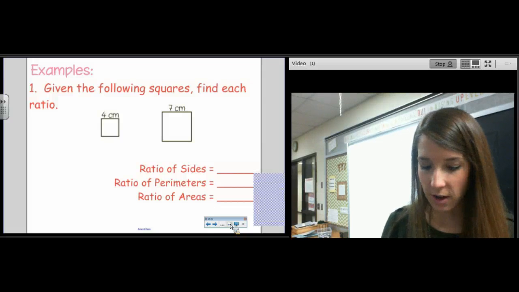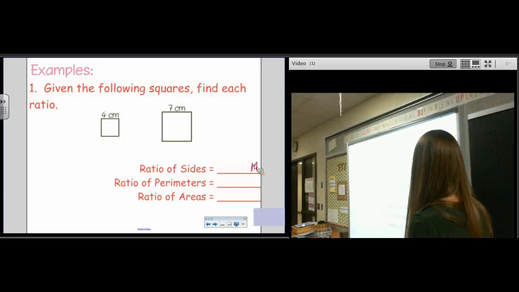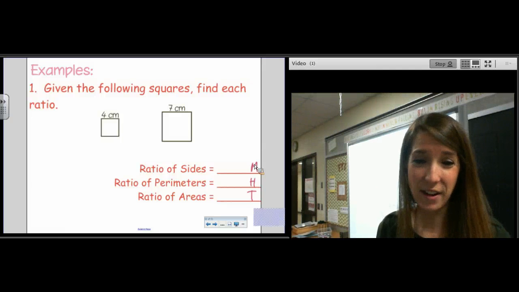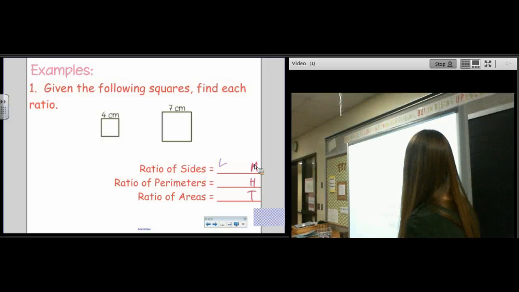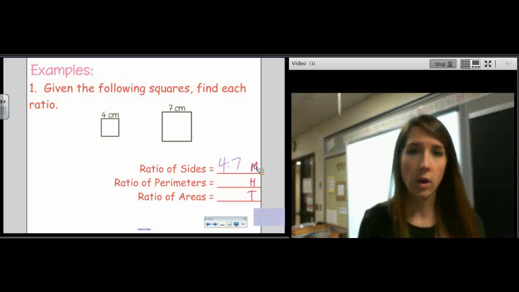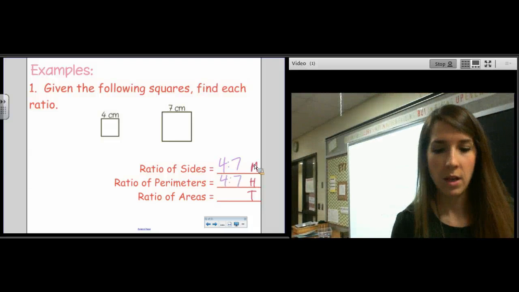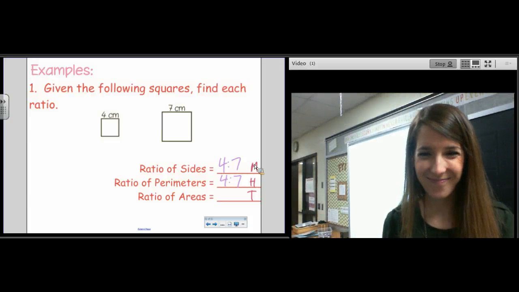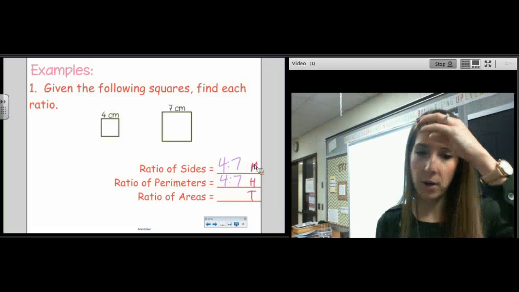All right, so let me start calling names. Minjung, ratio of the sides. Helaman, ratio of the perimeters. Tahani, ratio of the areas. It's nice to have easy every now and then. Good, 4 to 7, that will work. 4 to 7, you can use a colon or a division sign. Helaman, 4 to 7. And Tahani? So Helaman, did you find the perimeter and then find the perimeter and then divide them?